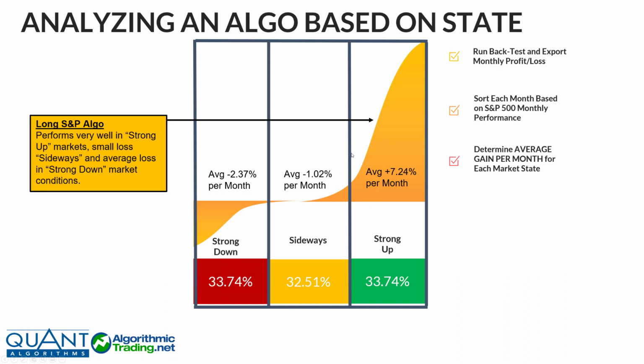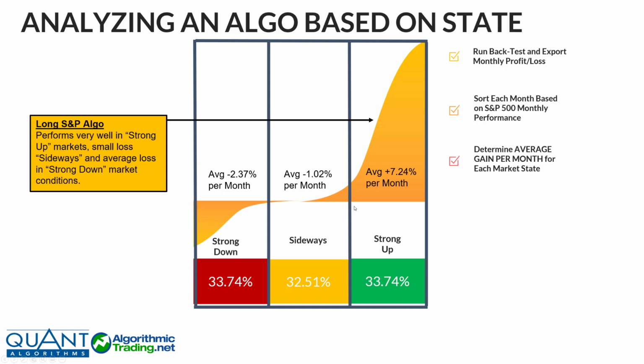But what I do is I'll take the algorithm, I'll take the performance report, and in the code I actually am able to, once a month is done, as it's looping through the back test, know what the S&P was. Was it up, sideways, or down? And then based on what that month was, it'll log whatever that algorithm did, and as far as how many points it was either up or down.